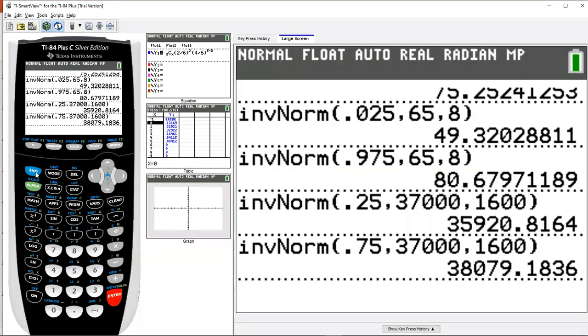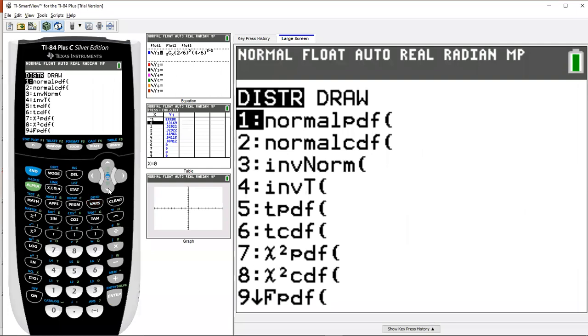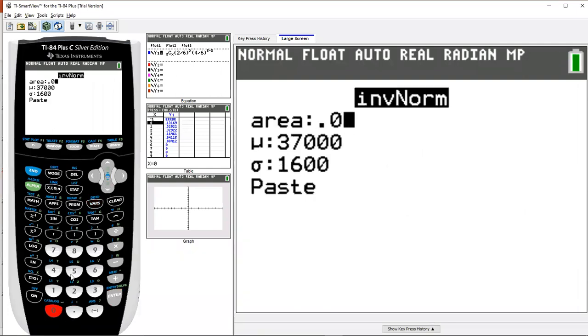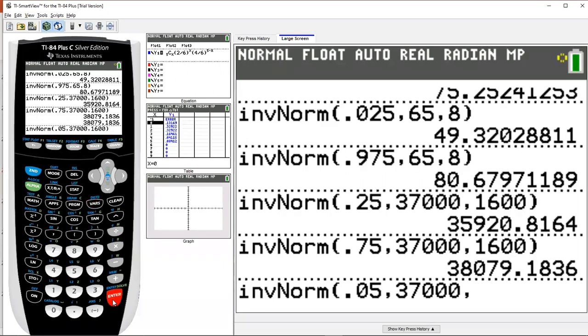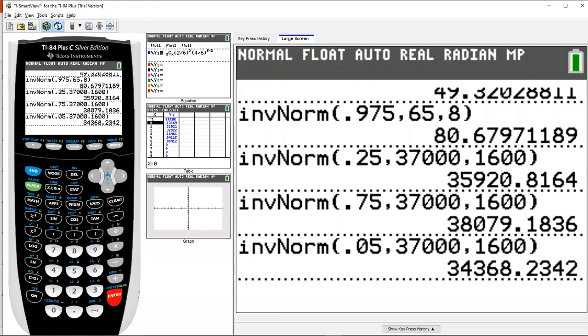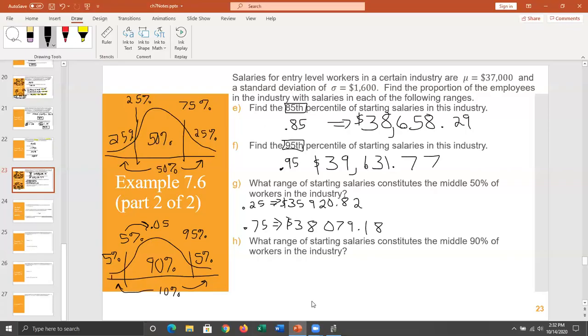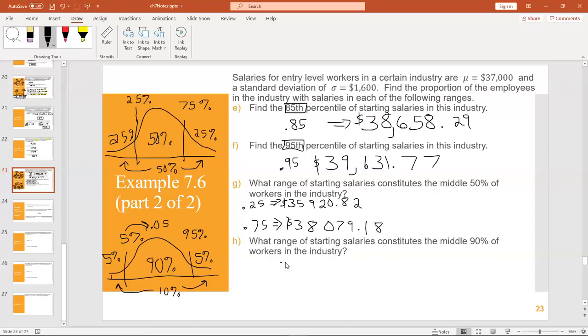So we're going to do inverse normal. I'm going to start with 0.05 for 5%. And what do we get? 34,368.23. That's the low end.